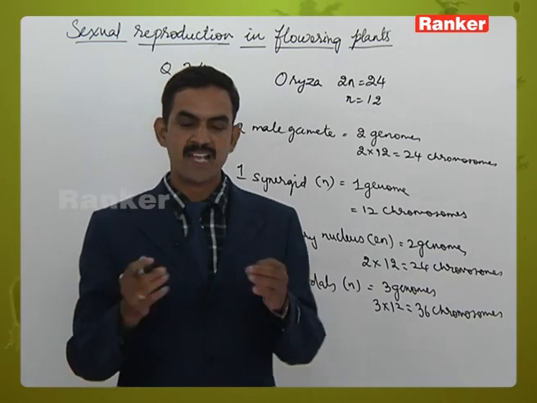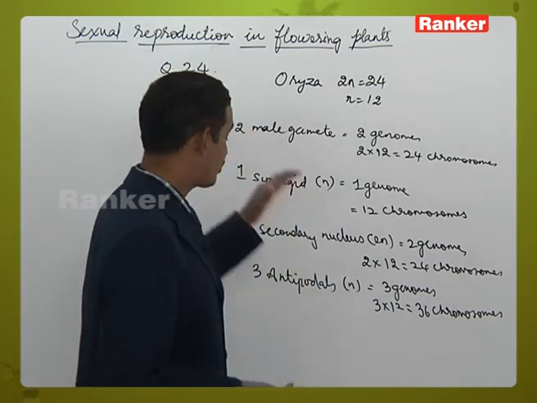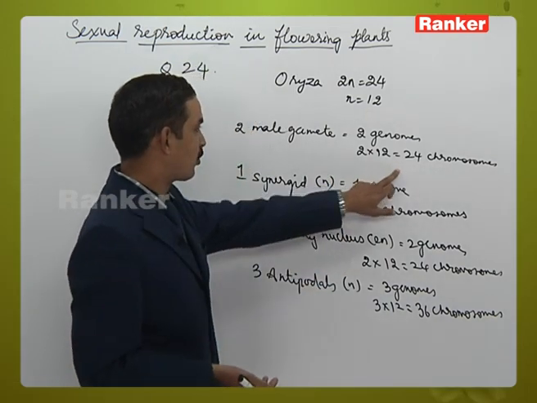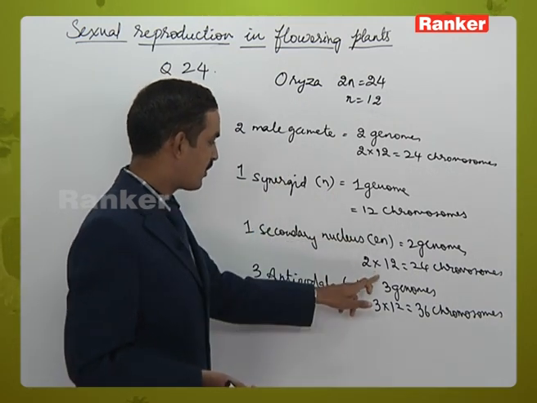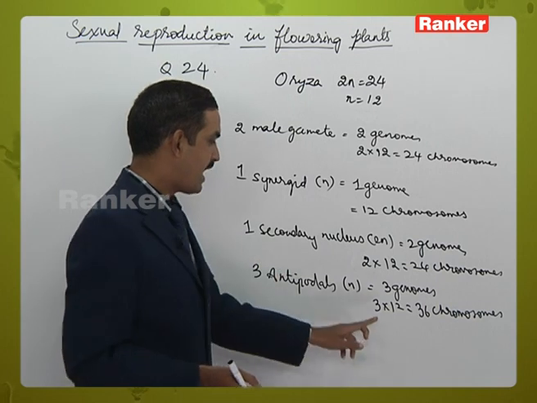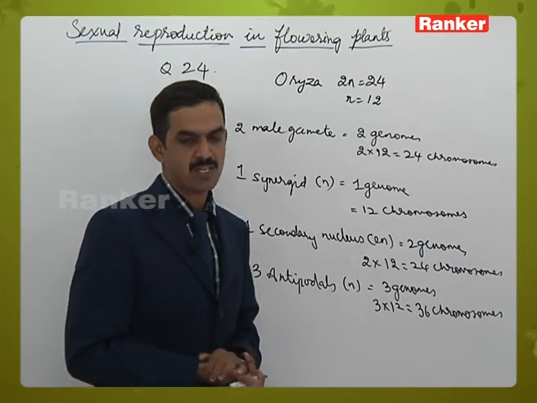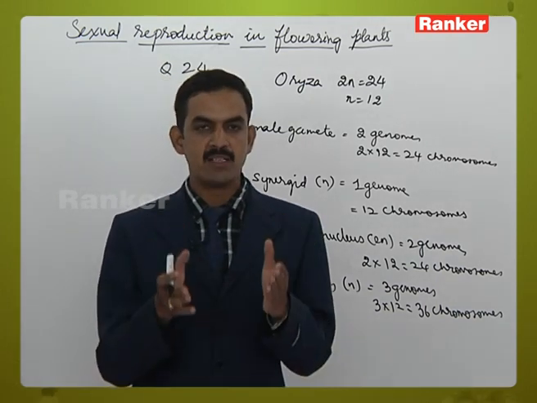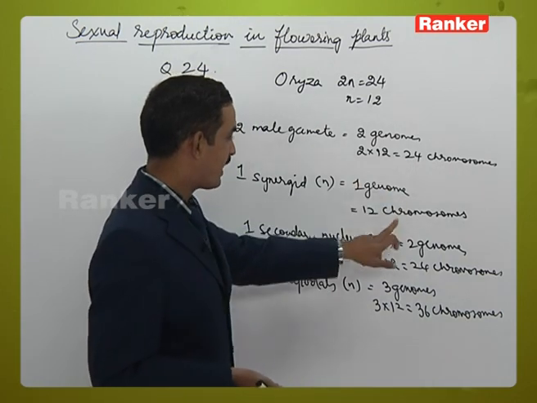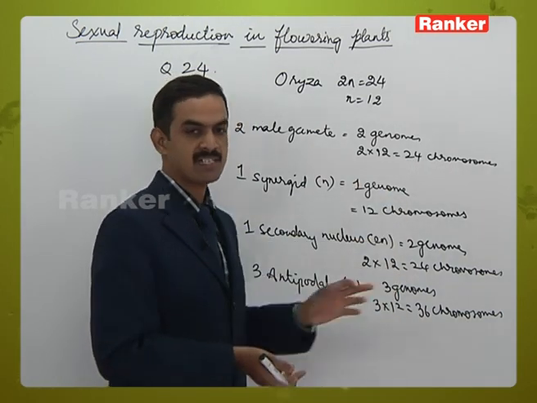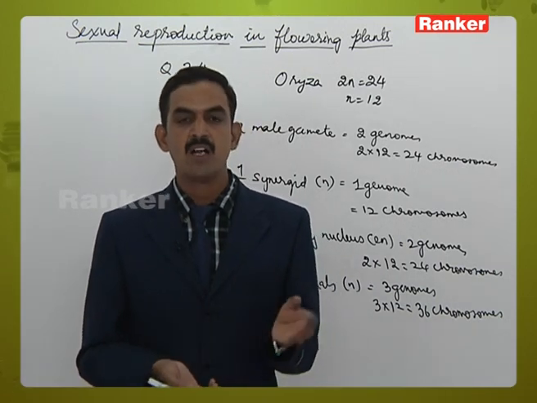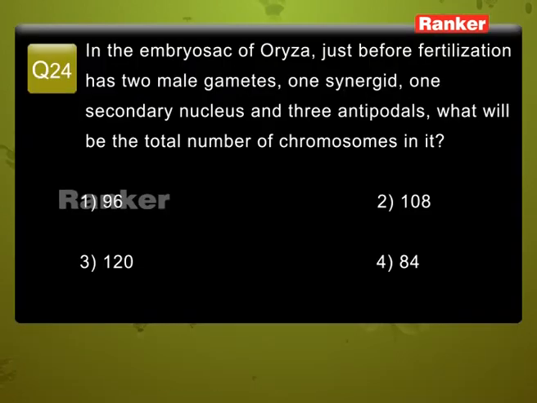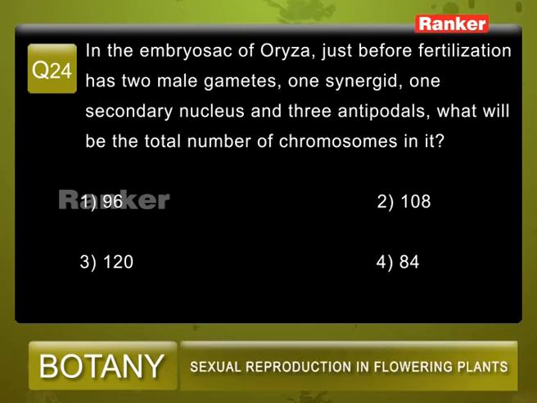These are the clues given in the question, and based on them we got 24 chromosomes in 2 male gametes, 12 chromosomes in 1 synergid cell, 24 chromosomes in 1 secondary nucleus, and 36 chromosomes in 3 antipodal cells. If we add all the chromosomes, 24 plus 12 plus 24 plus 36, we get a total number of chromosomes in the embryo sac of Oryza before fertilization of 96. Question number 24, the correct answer is 1.